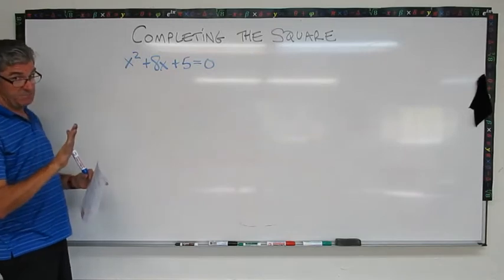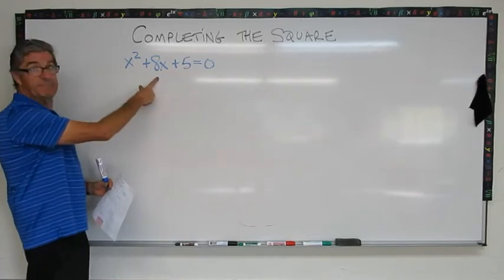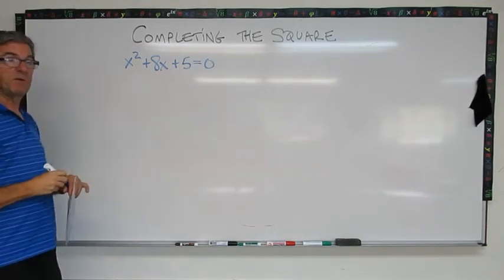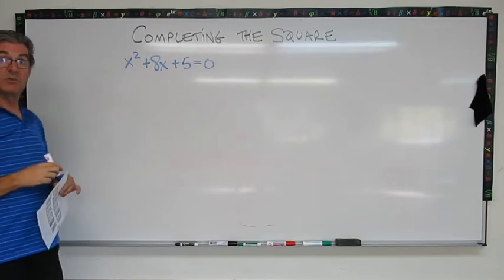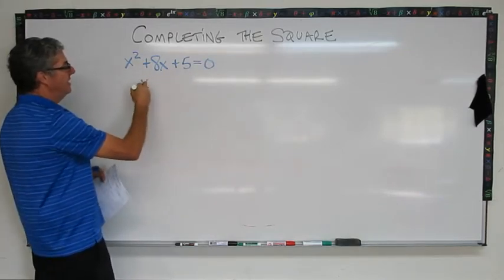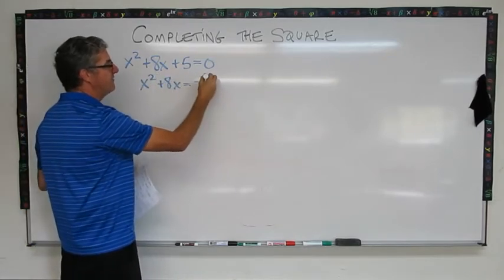First, I'm just going to check. Maybe it's a product sum type. Two numbers multiply to 5 that add to 8. No, can't do that. Never going to get that. So we know this is going to be a complete the square type of problem. So let's move my constant over. X squared plus 8x equals negative 5.